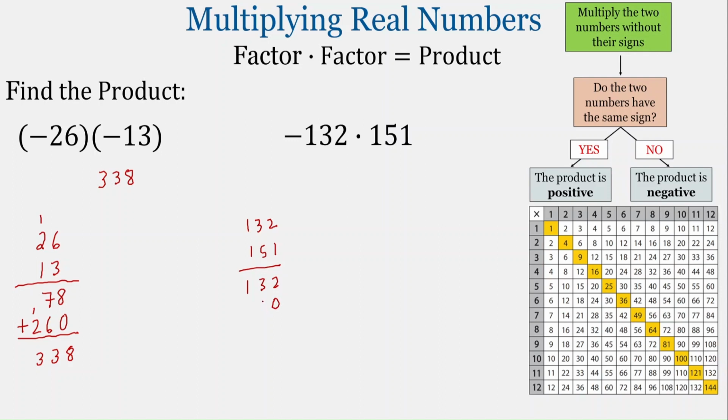5 times 2 is 10. 0 goes here. Carry that 1. That's 15 plus 1 is 16. Carry that 1. 5 times 1 is 5, plus 1 is 6. And then in the 1's and 10's place, we'll put a 0.